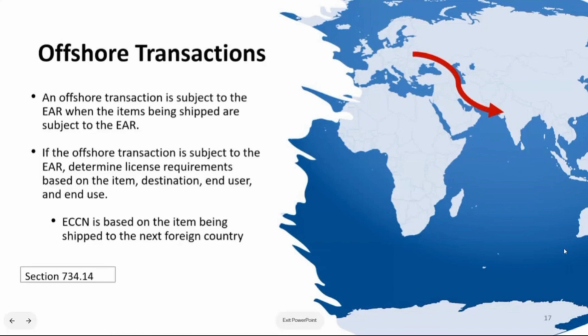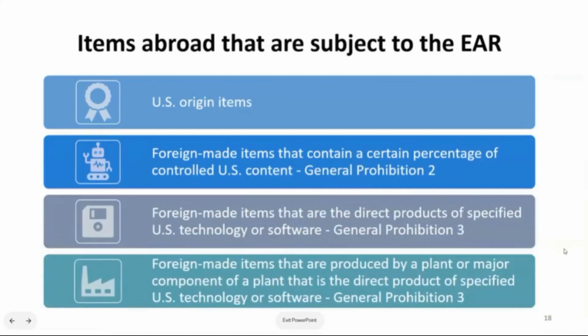We have some great examples, so let's take a look at what we're going to talk about here. U.S. origin items, in other words, if it goes to another country, are subject to the EAR. Now we're going to talk about foreign-made items that contain a certain percentage of controlled U.S. content. Remember, Lanny talked about general prohibitions. We're going to talk about General Prohibition number 2 and number 3. General Prohibition number 2 is all about controlled U.S. content, a percentage of controlled U.S. content that may subject you to the EAR with your particular transaction. Then we're going to take a look at General Prohibition 3, foreign-made items that are direct products of U.S. technology and software.